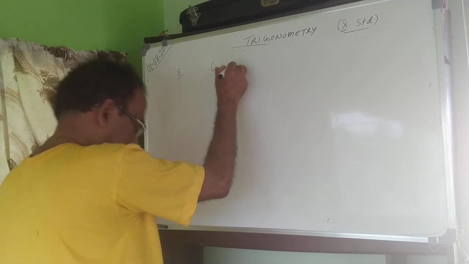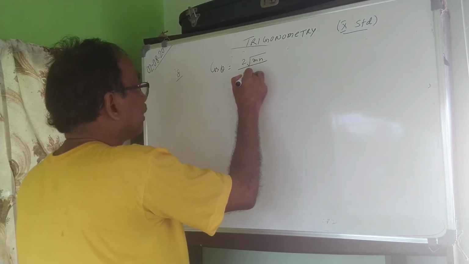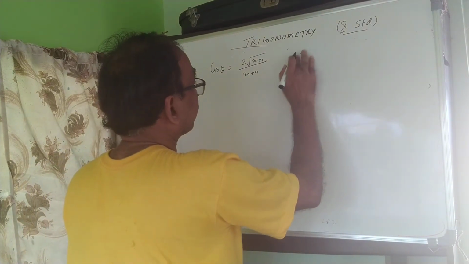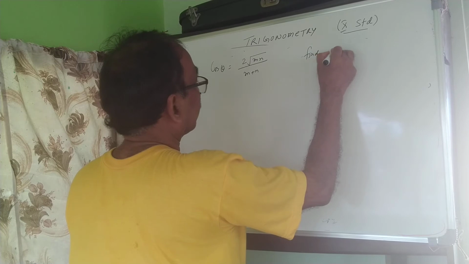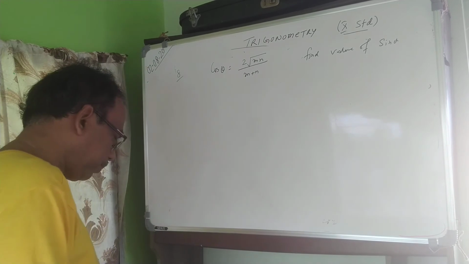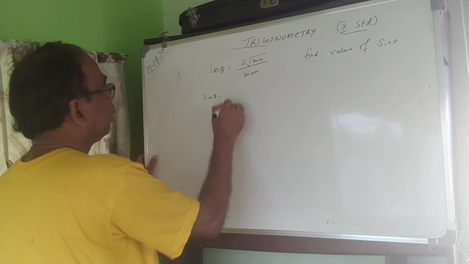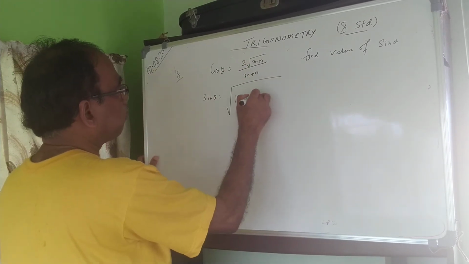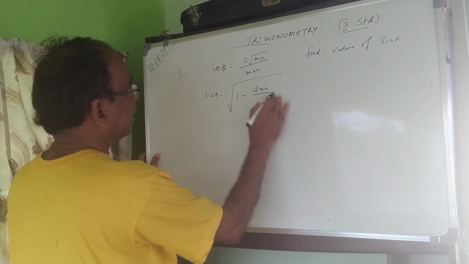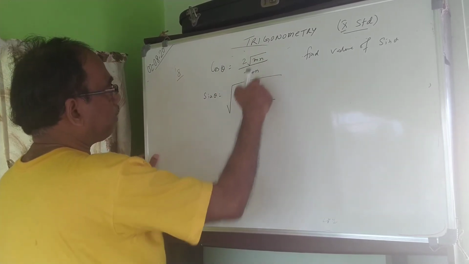Cos theta equals 2 root mn over m plus n. Find the value of sin theta. So easily, sin theta equals root over 1 minus cos square theta, that is 1 minus 4mn over (m plus n) whole square.